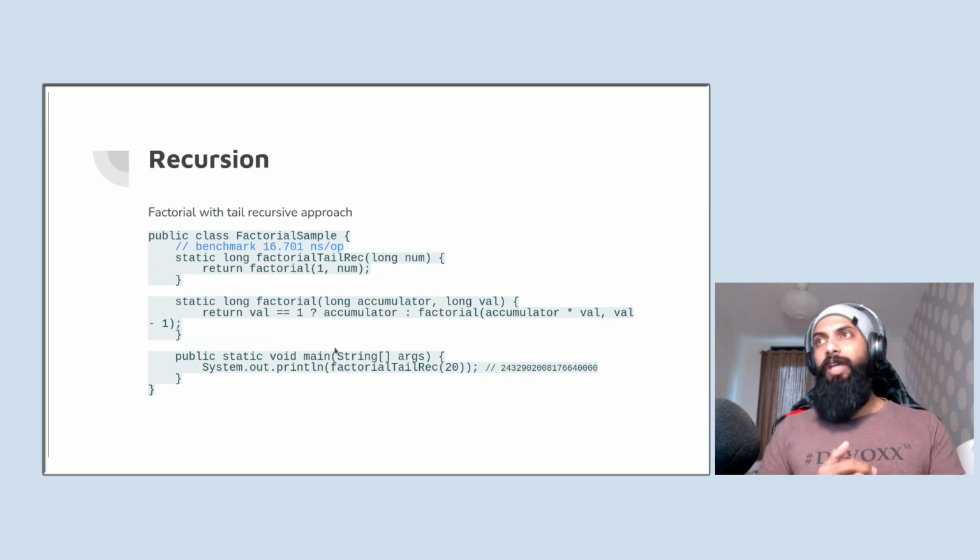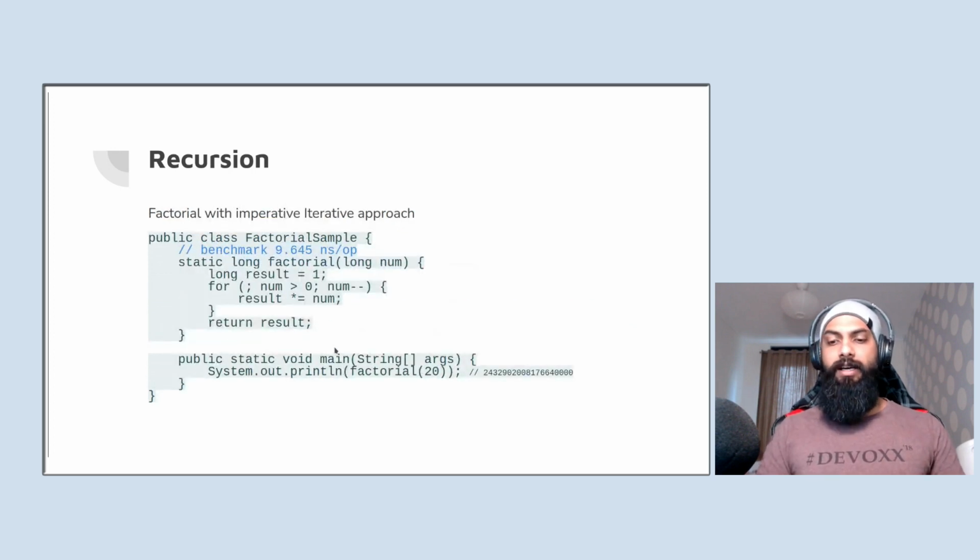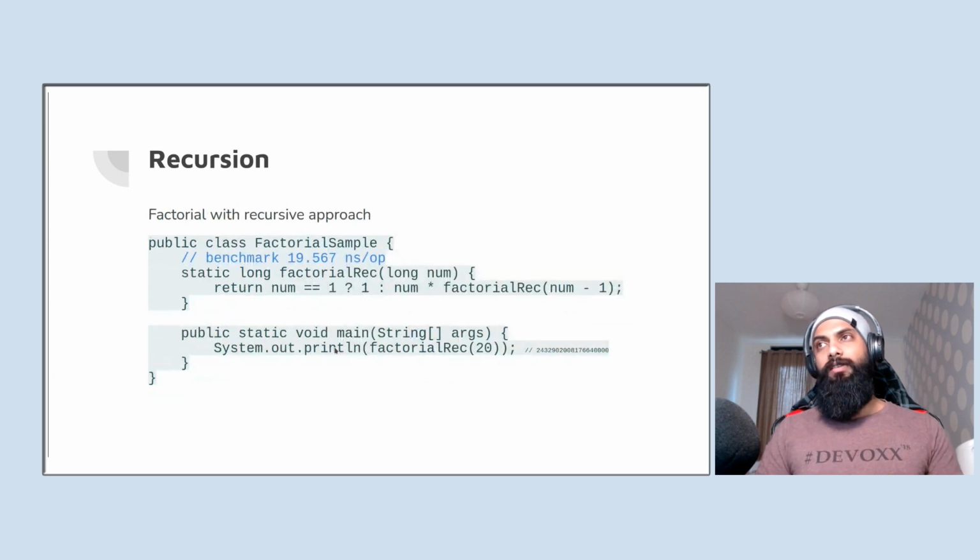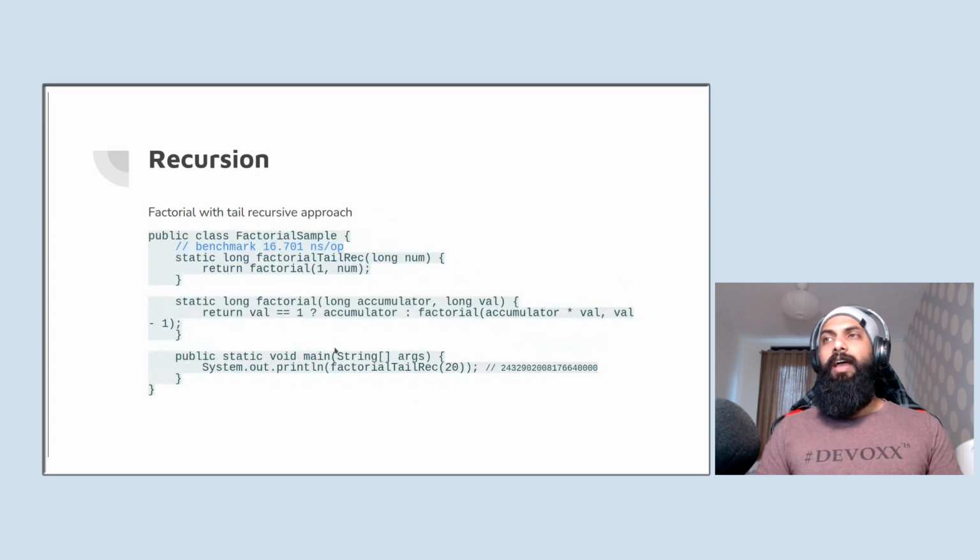Still, this kind of refactoring to tail recursions will give you better performance. For example, here we had close to 10 nanoseconds per operation. Our normal recursion had double that per operation, and this one is in between. So if you really have to write recursion, then tail recursions are much better. Regardless of language, tail recursions are always much better than plain old recursions, just to avoid stack overflow errors.